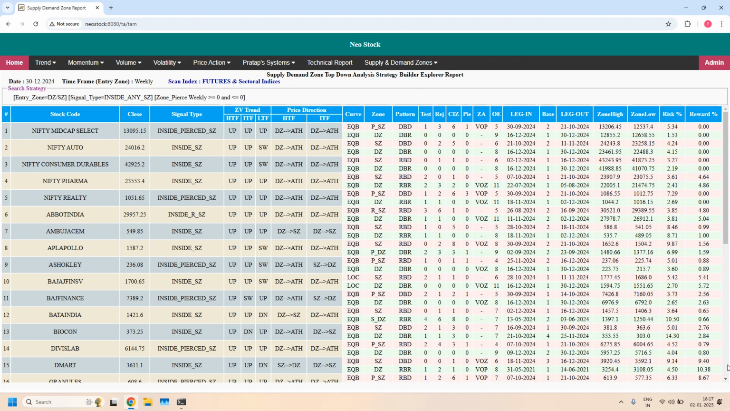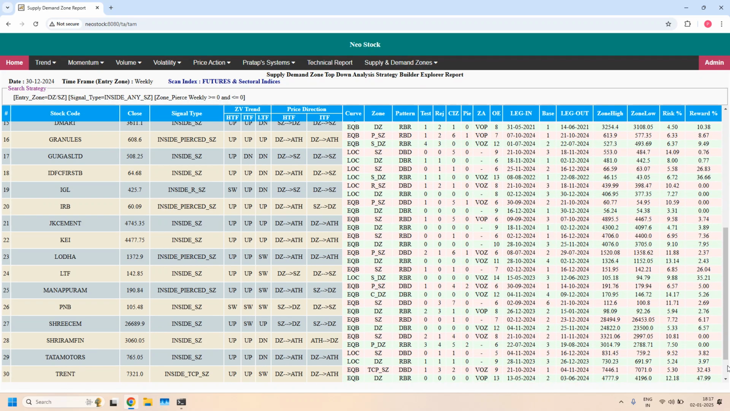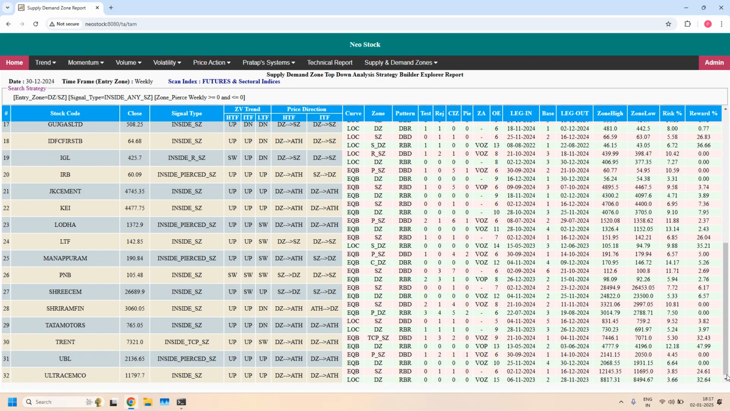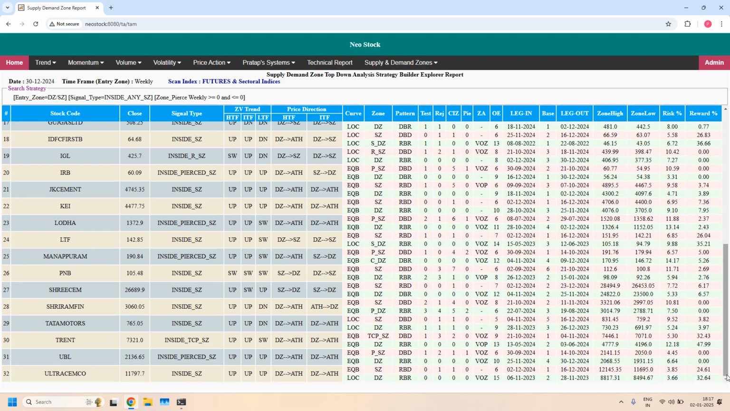So again, good number of stocks are filtered. These are the first 15 stocks where price closed inside the weekly supply zone. I am scrolling the list down. So total 32 stocks are filtered where price closed inside the weekly supply zone.